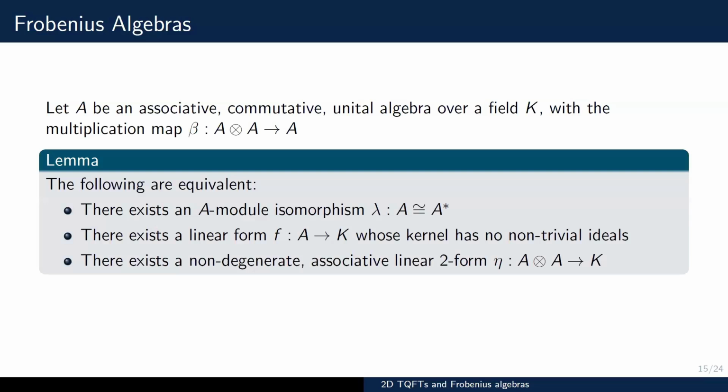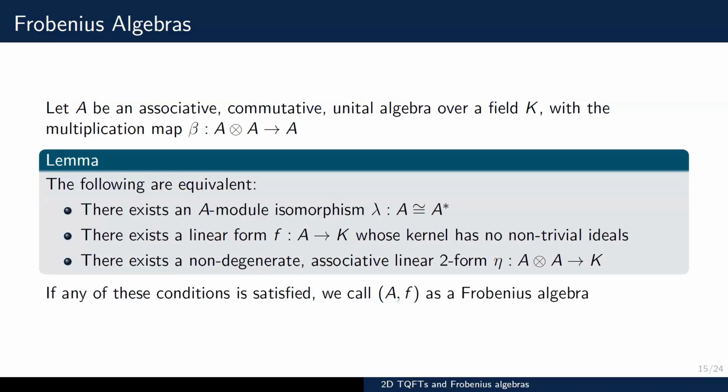First is that the algebra is isomorphic to its dual. Second is we have a linear form which does not contain any non-trivial ideals. So any ideal contained in this has to be trivial. And finally, we have a pairing, a non-degenerate associative 2-form. Now, if any of these conditions are satisfied, we call A a Frobenius algebra. Conventionally, we pair it with the defined linear form F. We call it its Frobenius form.